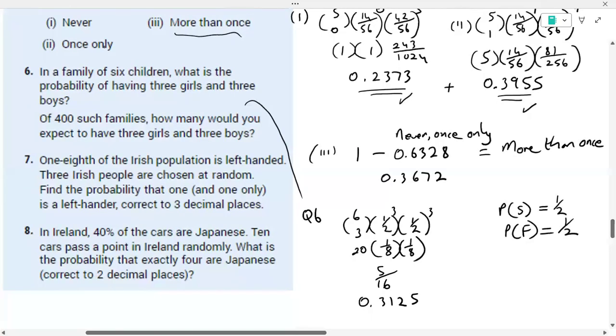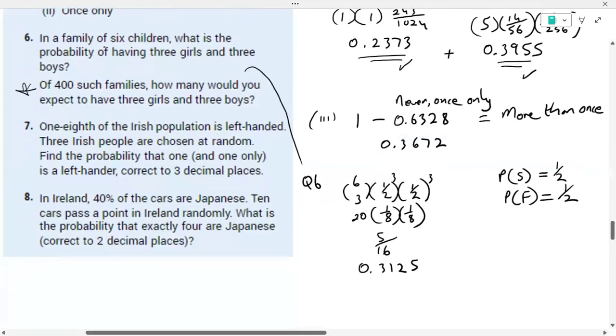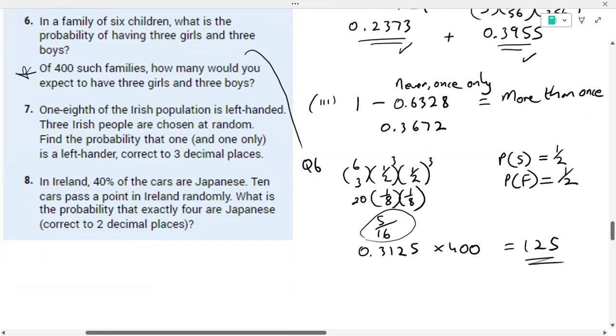So that's our answer. And then we're asked, of 400 such families, how many would you expect to have 3 girls and 3 boys? So all I have to do now is multiply my answer by 400, because that should give me the chances out of 400, and that's giving me 125. So in other words, we expect 125 families out of the 400 families, 5/16 of them, to have 3 girls and 3 boys.